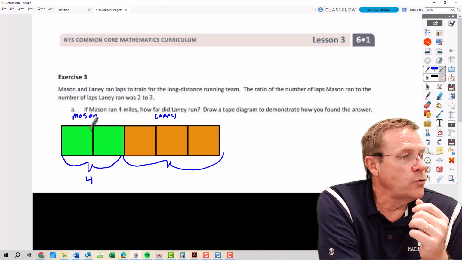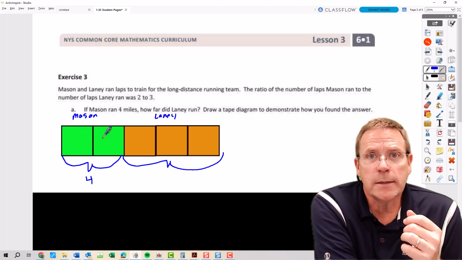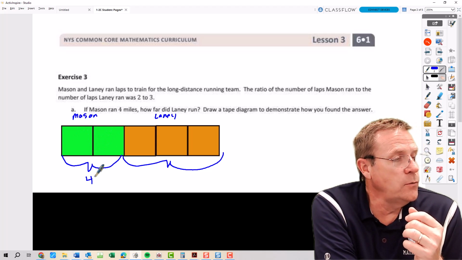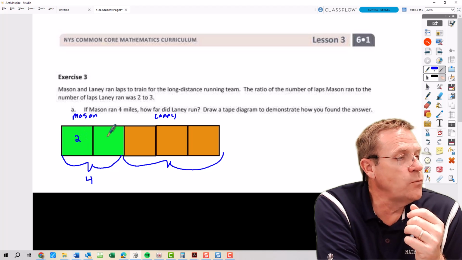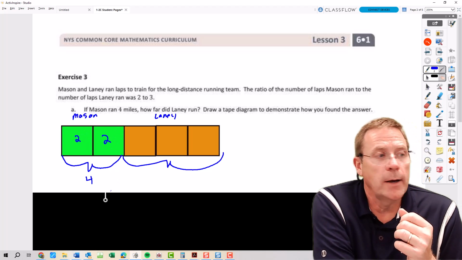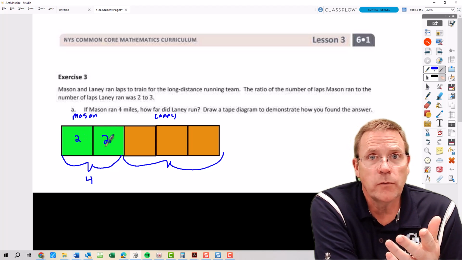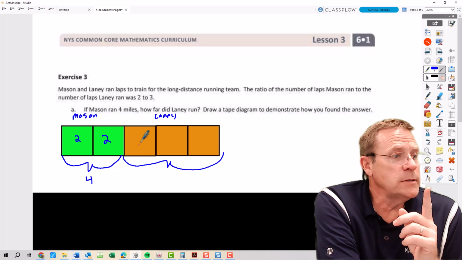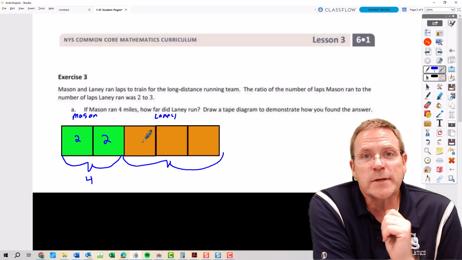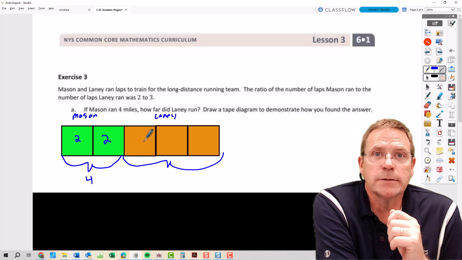So if we were to take the 2 sections for Mason and divide the 4 miles across them, we would find that each one of them was going to be 2 miles. This one's 2 miles, and this one is 2 miles. 2 plus 2 is 4. Now you notice that the boxes for Laney are the same size as the boxes for Mason.